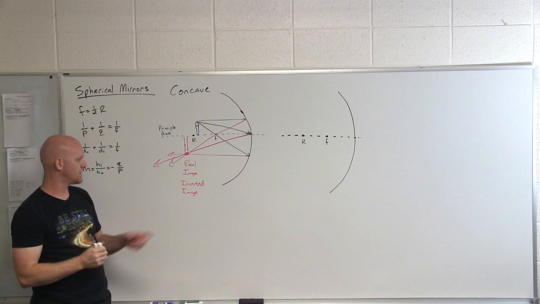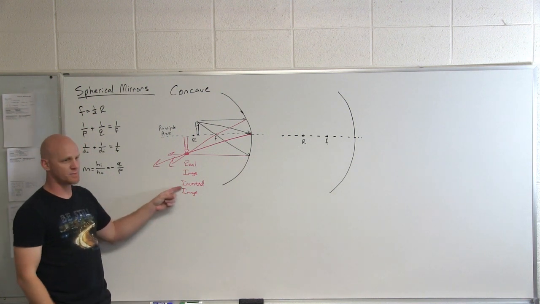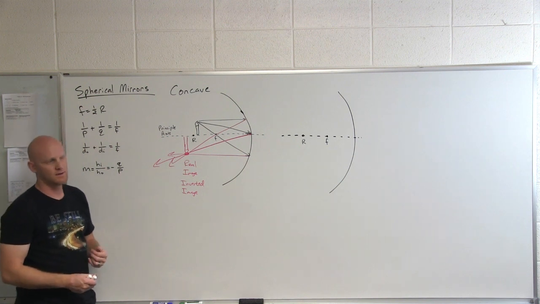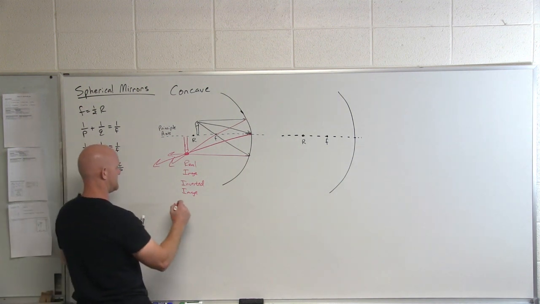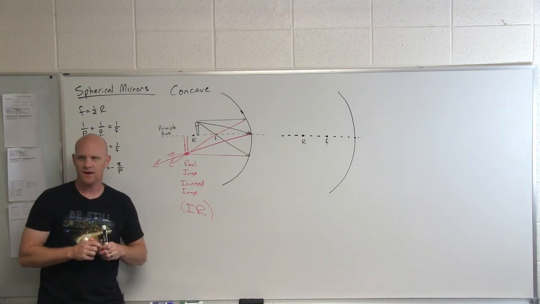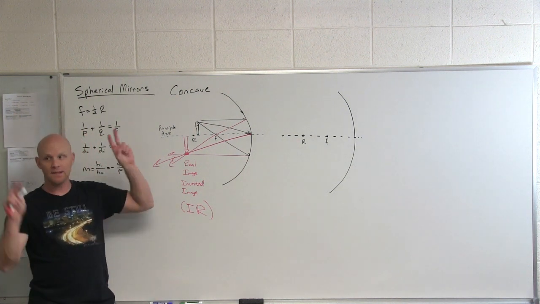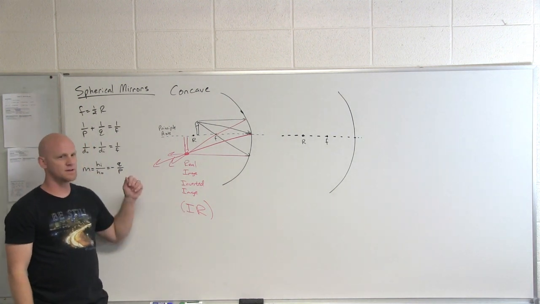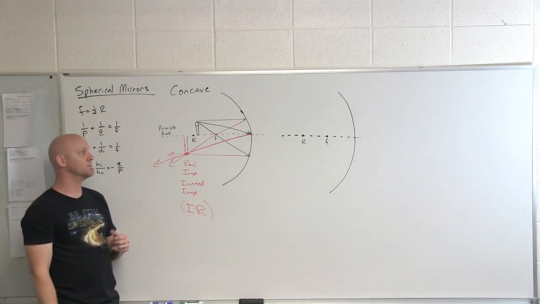And we can put a parallel here that all real images will be inverted and all inverted images will be real. Real and inverted go together. So it's convenient that you can use the acronym IR, which is a type of light, if you will, electromagnetic radiation here, to kind of go together. And we'll see a different type here in a little bit.